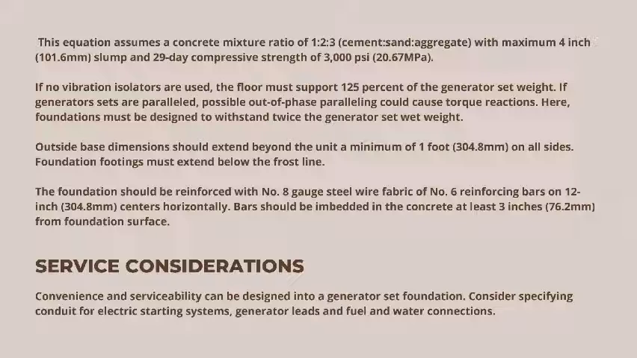Outside base dimensions should extend beyond the unit a minimum of 1 foot on all sides. Foundation footings must extend below the frost line. The foundation should be reinforced with number 8 gauge steel wire fabric or number 6 reinforcing bars on 12-inch centers horizontally. Bars should be embedded in the concrete at least 3 inches from the foundation surface.